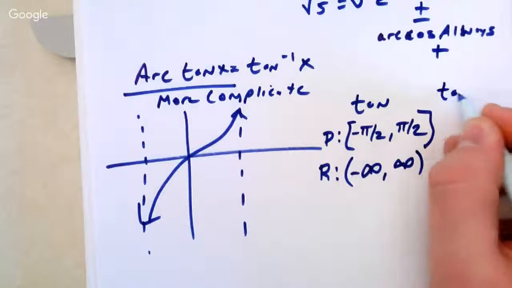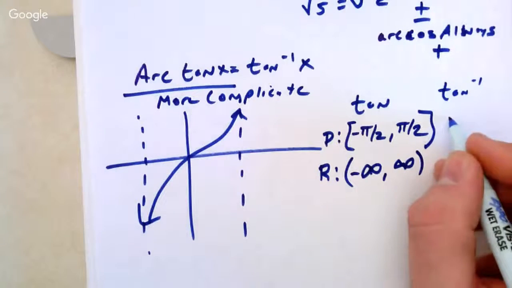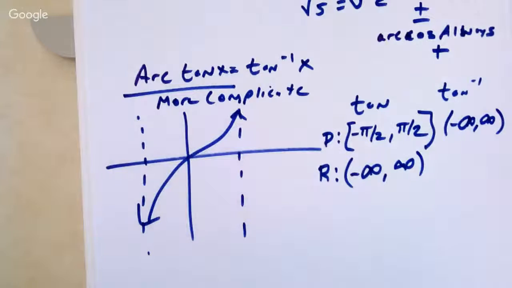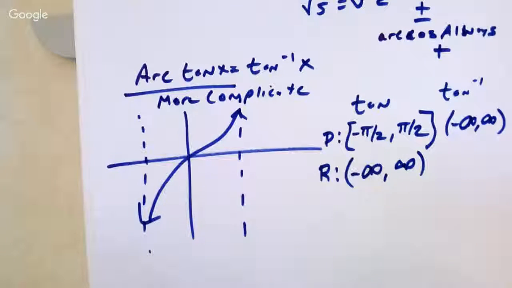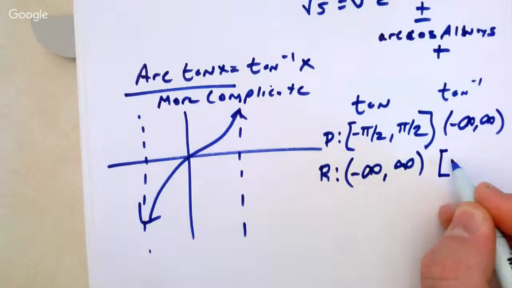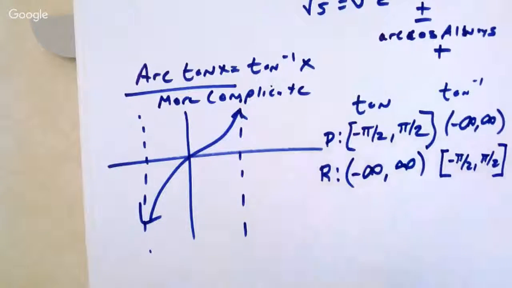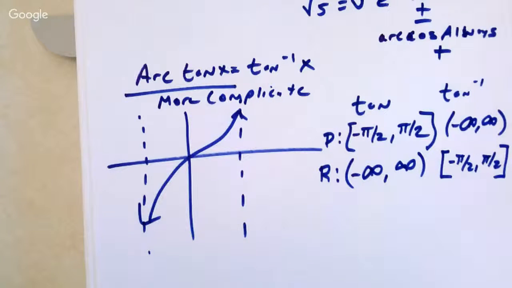So tangent inverse, the domain of tangent inverse is you can actually plug any number into tangent inverse. Like you can plug in the tangent inverse of 70,000. But the range you will get out is just negative pi over 2 to pi over 2. So just like sine only gives you, when you take the inverse sine, the arc sine, it only gives you numbers between negative pi over 2 and pi over 2. Tangent will do that same thing.